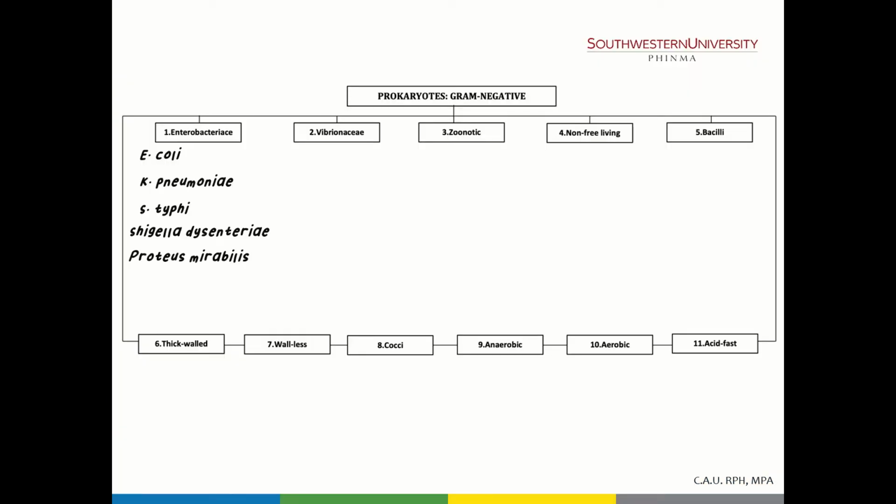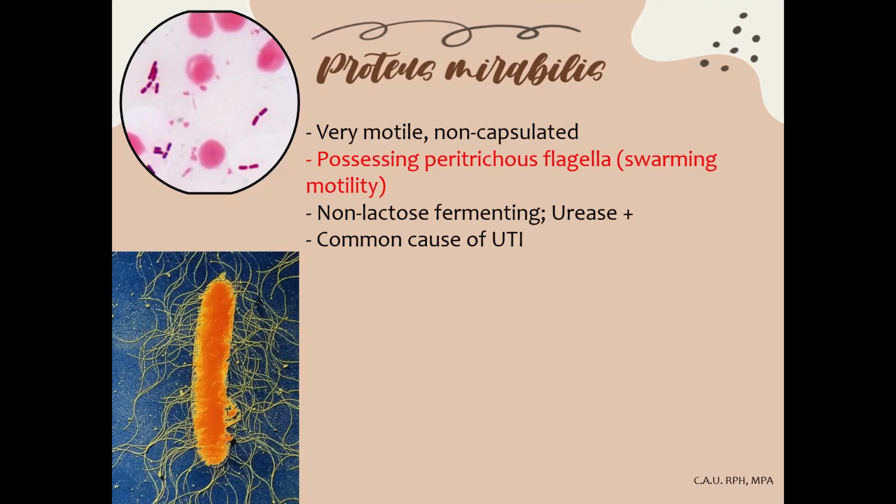The next example is Proteus mirabilis. Because of its very abundant flagella towards its body, as shown in the picture, it is very motile.